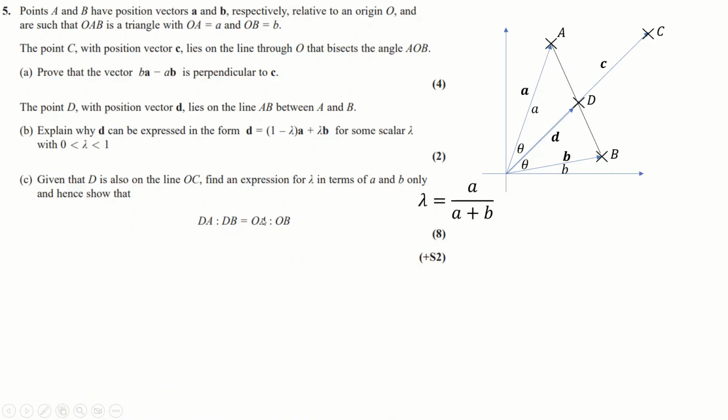Now here, OA is just A, and OB is just B. There's no vector things over this, so this is the lengths. So that's just A dot B.